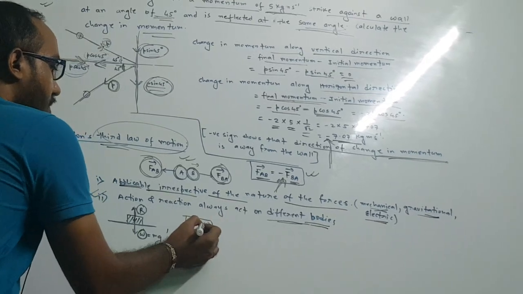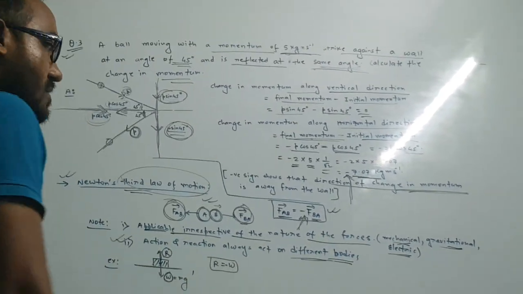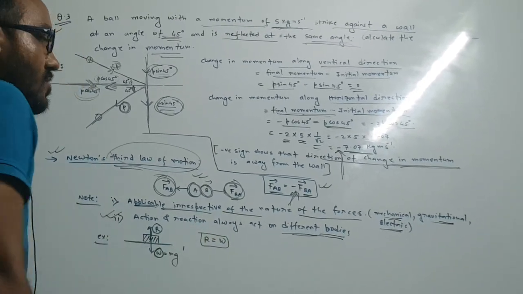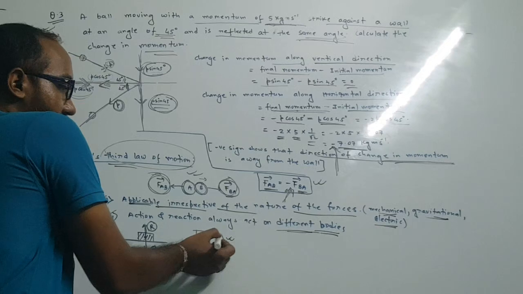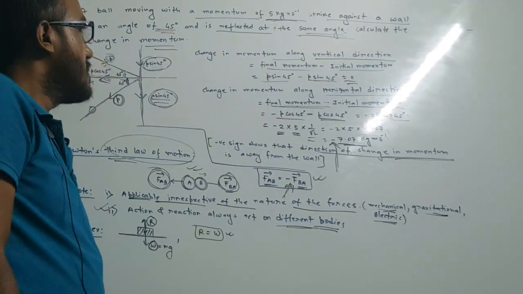R is W. For more applicability, you can say it is minus because the direction is opposite. But when we solve Newton's law of motion problems, we will omit this minus. We will simply say that R equals W. Now let us move forward to the next topic.